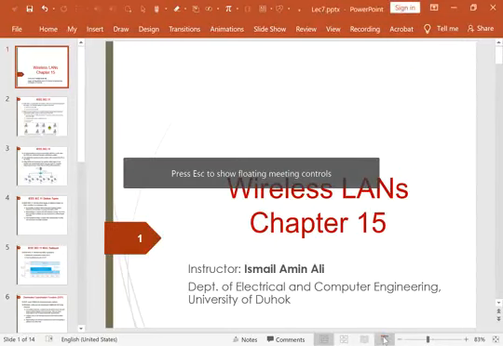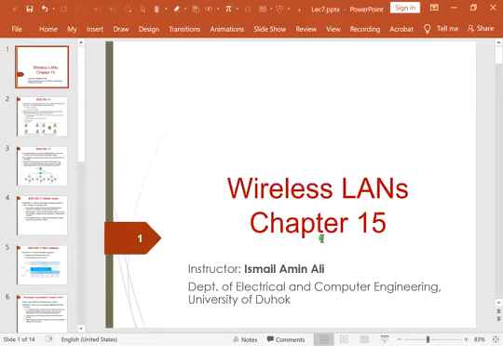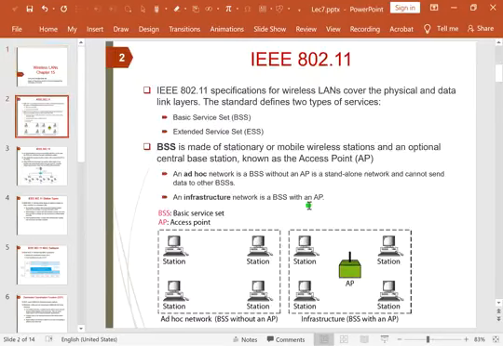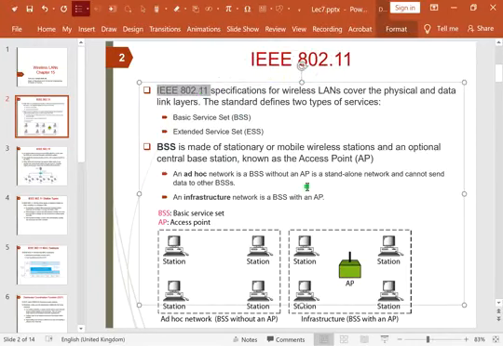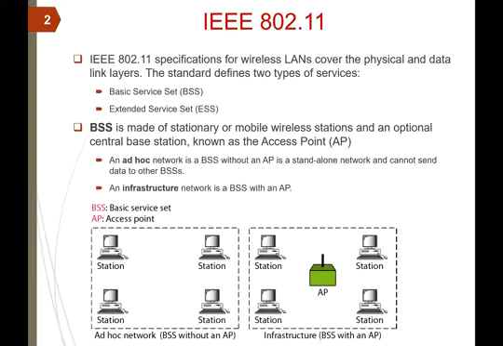So today we'll be talking about wireless LANs. There is a standard for wireless LANs. It's the IEEE 802.11. So the IEEE 802.11 specifications for wireless LANs cover the physical and data link layers. So like Ethernet, we cover the physical and data link layer of the protocol stack.